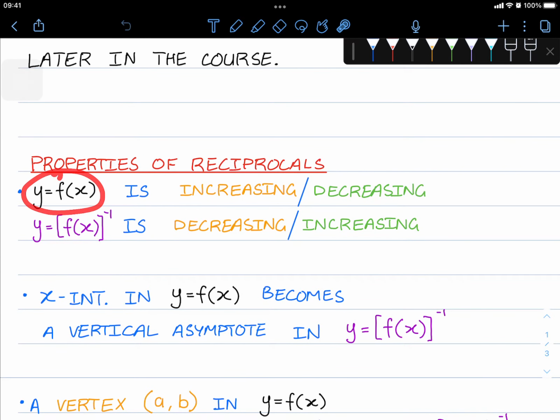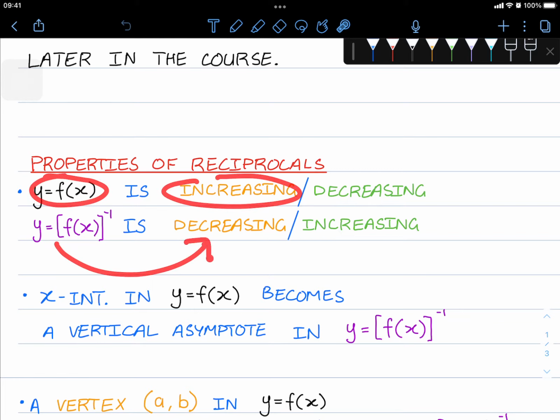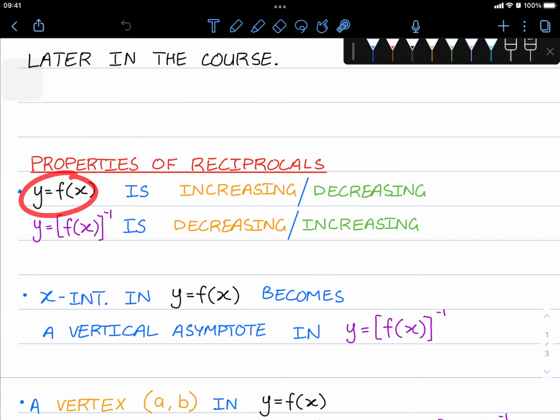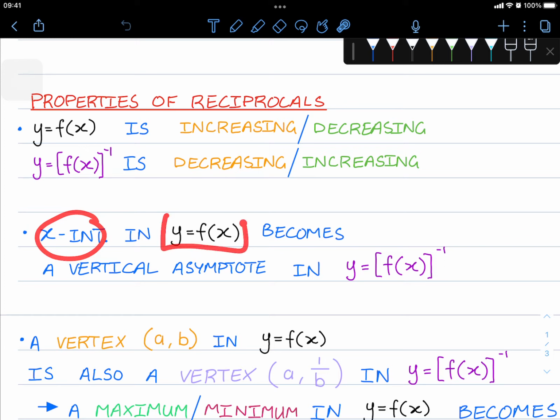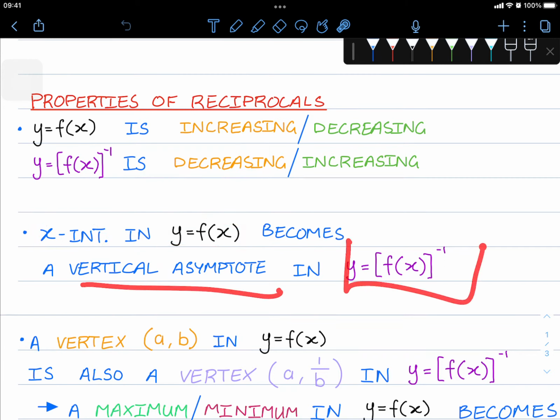In y equals f of x, the original function, when f of x is increasing, its reciprocal will be decreasing. If f of x is decreasing, its reciprocal will be increasing. So once again, if f of x is increasing, its reciprocal will be decreasing. It's vice versa.